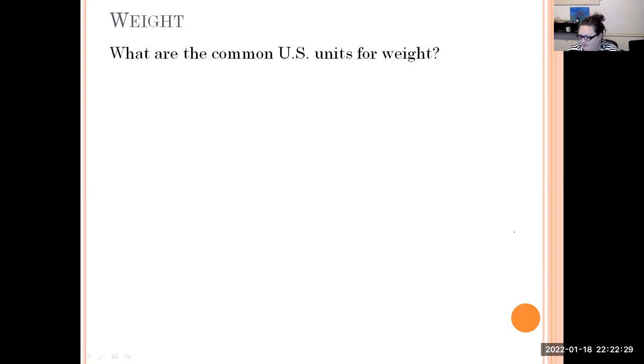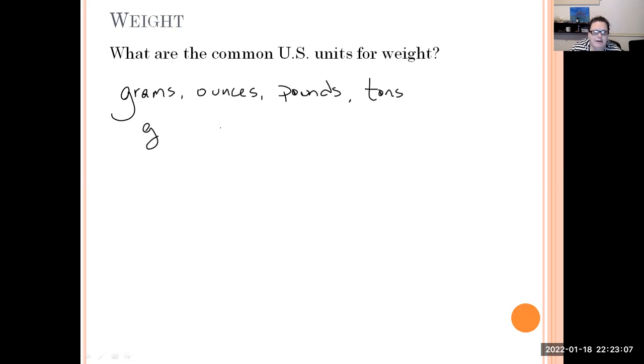All right, so let's talk about weight. Just a second while I flip my pages around. All right, we're going to talk about what are the common US units for weight. We've got grams, ounces, pounds, and tons. For the abbreviations for those, grams is just G, ounces is OZ, pounds is LB, and tons is a capital T.